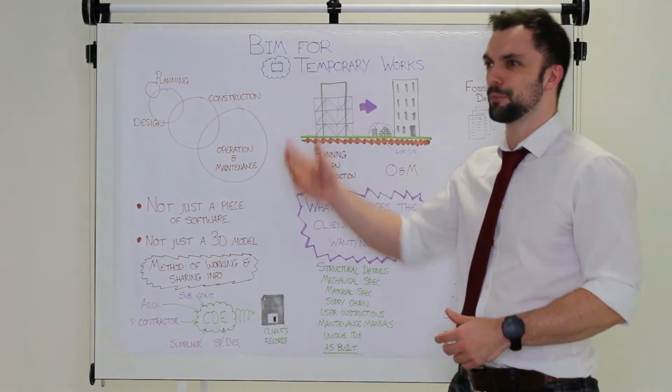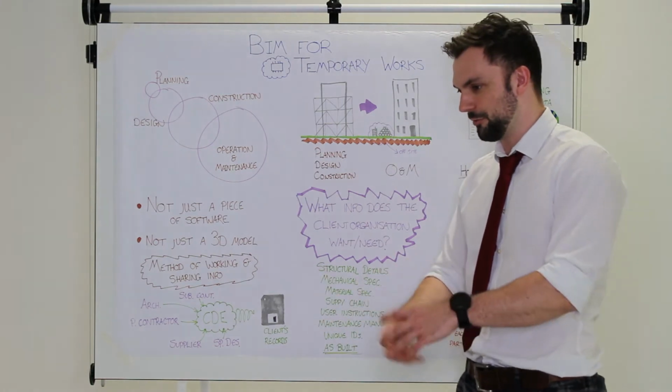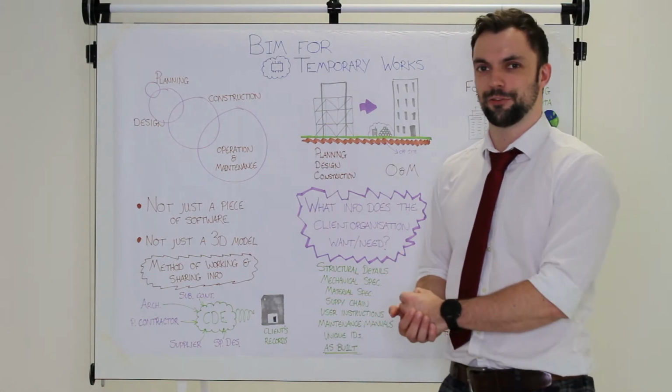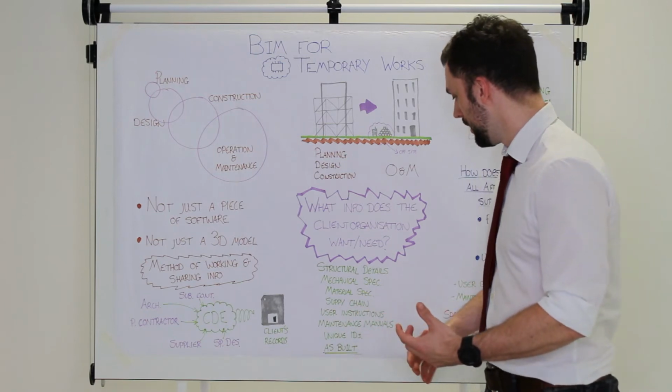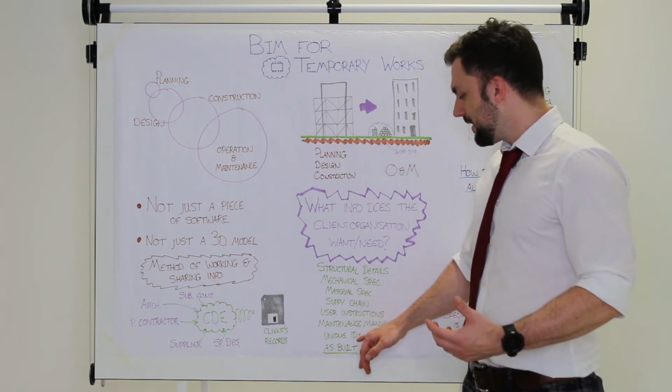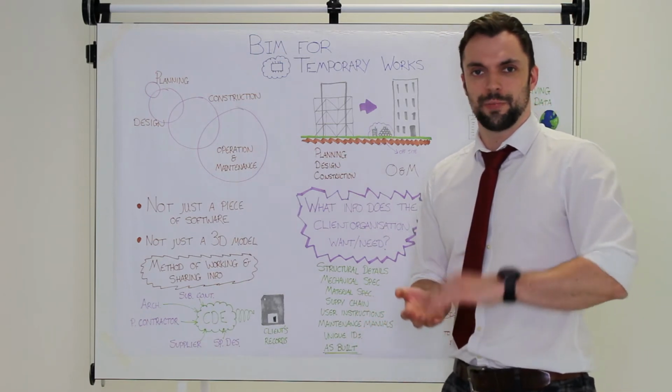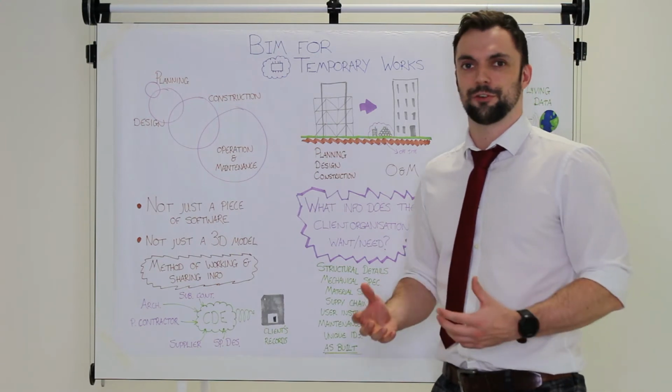I need to replace some light bulbs, I need to replace some structure or some pipes. Where did they originally come from? How am I going to get hold of them again? Unique IDs for things that need inspection and maintenance, that's really important for big infrastructure.